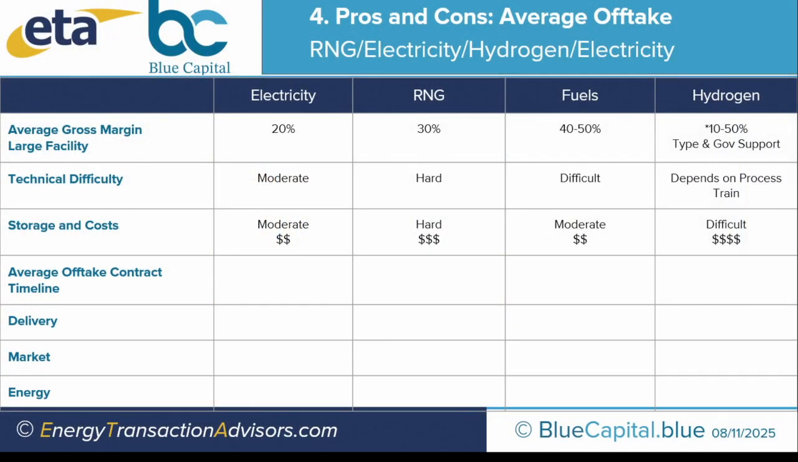So the next one we're going to tackle is average offtake contract timeline. A lot of people don't put this into their decision tree when they're putting together a project plan. They think, oh, I'm just going to go to this person and I'm going to get an offtake contract. They don't realize that sometimes these things take a long time to put together. So guess how many months each of these take on average to get an offtake contract?